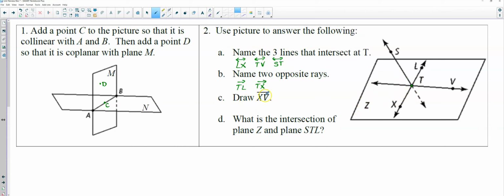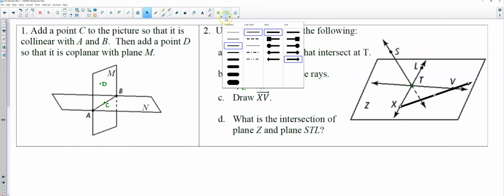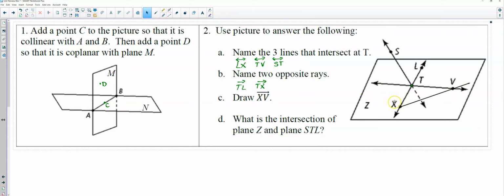Draw ray XV. Well, ray XV has to start where? The endpoint is X, so it starts here and it goes through V. To make it straight, I'm going to pull a line right here. I'm going to start at X and go through V right there. And then I'm going to make that line a little bit thinner so that it looks even with the rest. There we go. So that's my ray XV. I drew ray XV on the picture.